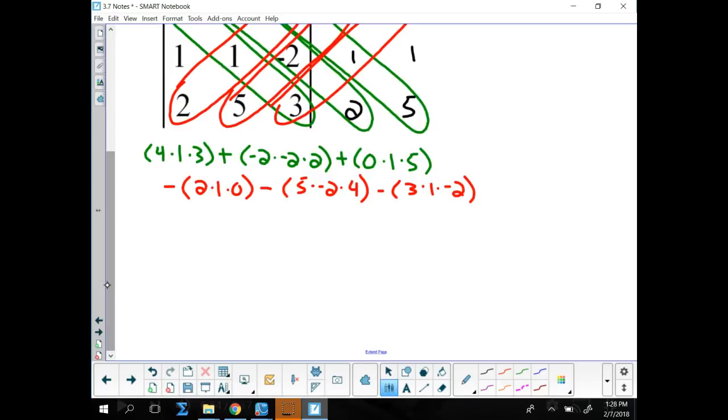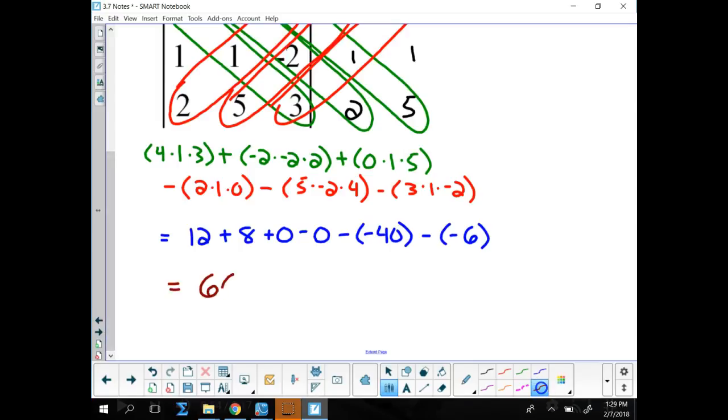Okay? So that's going to be 4 times 1 times 3 is 12. Negative 2 times negative 2 times positive 2 is positive 8. 0 times 1 times 5 is 0. 2 times 1 times 0 is 0. 5 times negative 2 times positive 4 is negative 40. 3 times 1 times negative 2 is negative 6. 12 plus 8 is 20, plus 0 minus 0 is still 20, minus negative 40 is 60, minus negative 6 tells me that the determinant here is equal to 66.